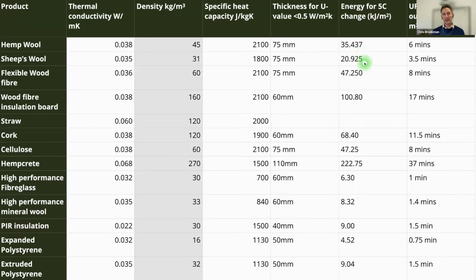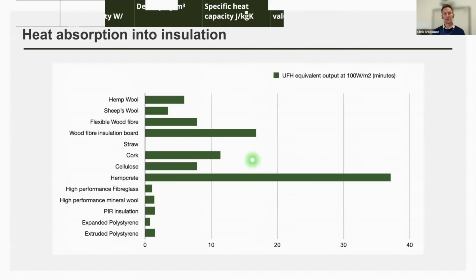Now, just the insulation materials in the walls do actually soak up quite a bit of heat energy. And this column here is looking at how much energy those materials are soaking up. So the synthetic materials down the bottom here are soaking up very, very little. Hemcrete is soaking up quite an enormous amount. Wood fiber, a fairly substantial amount, and then the others are, again, relatively similar. And then to put a metric on that, I've related that back to the output of your underfloor heating system, to really show what impact that's having on the way that the building warms up.